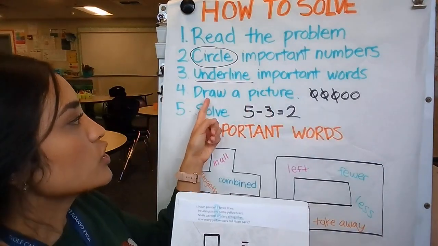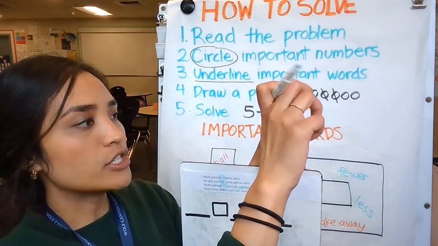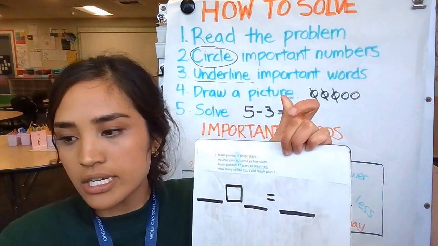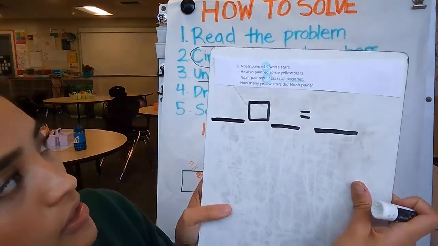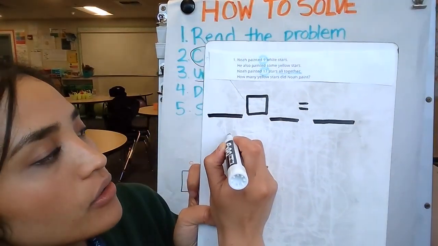Now, step 4, draw a picture. Let's go ahead and draw a picture. Now, when we're doing math, this isn't an art project. You want to do quick sketches. I like to use circles. So it says Noah painted 9 white stars. I'm going to draw 9 circles.